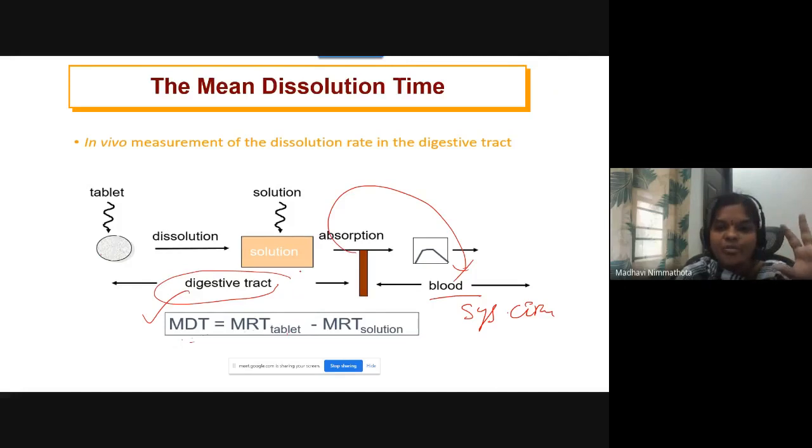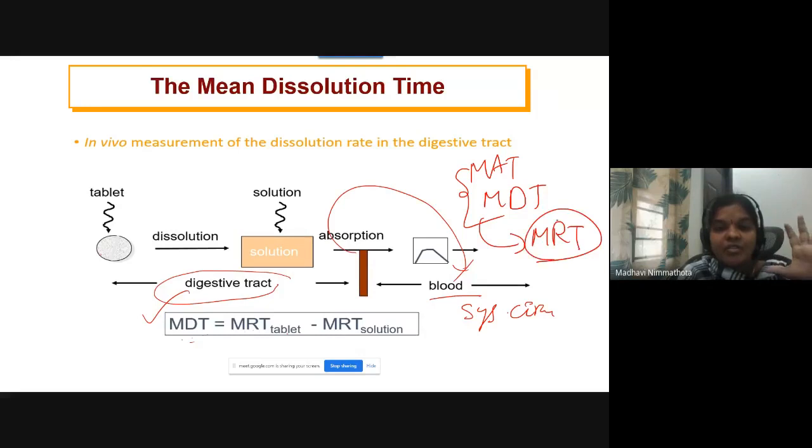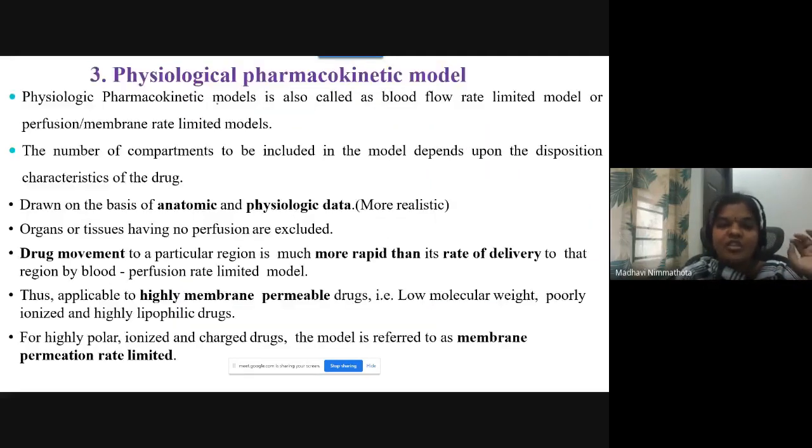These mean absorption time and the mean dissolution time are the phenomena which explain the mean residence time for different compartment models. So with that, I completed the second topic of 7th unit. The third one is the physiological pharmacokinetic model. This is one of the important non-compartmental analyses of pharmacokinetics through the physiological models.